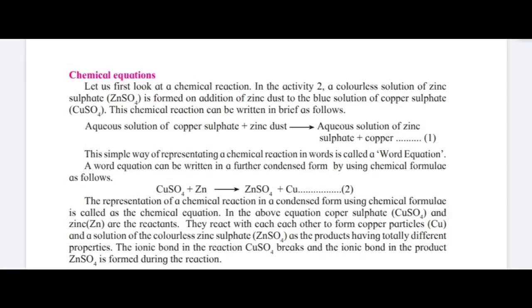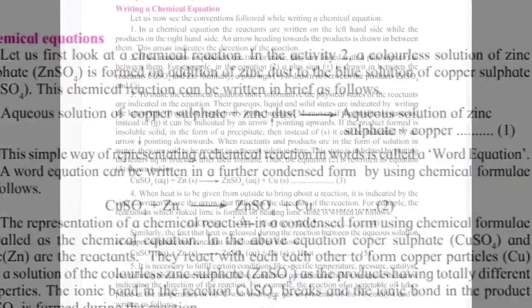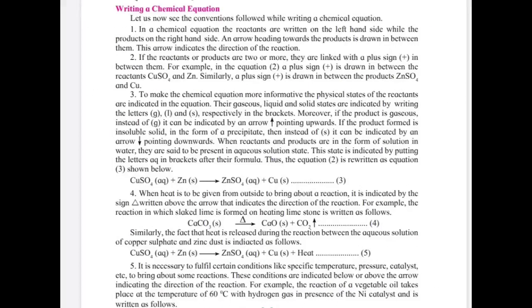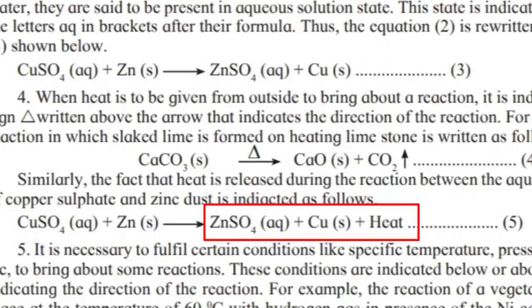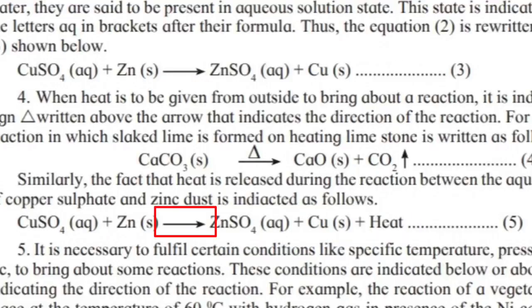A word equation can be written in a condensed form by using chemical formulae, which is known as a chemical equation. For example, CuSO4 plus Zn giving you ZnSO4 plus Cu. Let us study now the steps in writing a chemical equation. In a chemical equation, the reactants are written on the left hand side while the products are written on the right hand side. An arrow indicating the direction of the reaction heads towards the products.